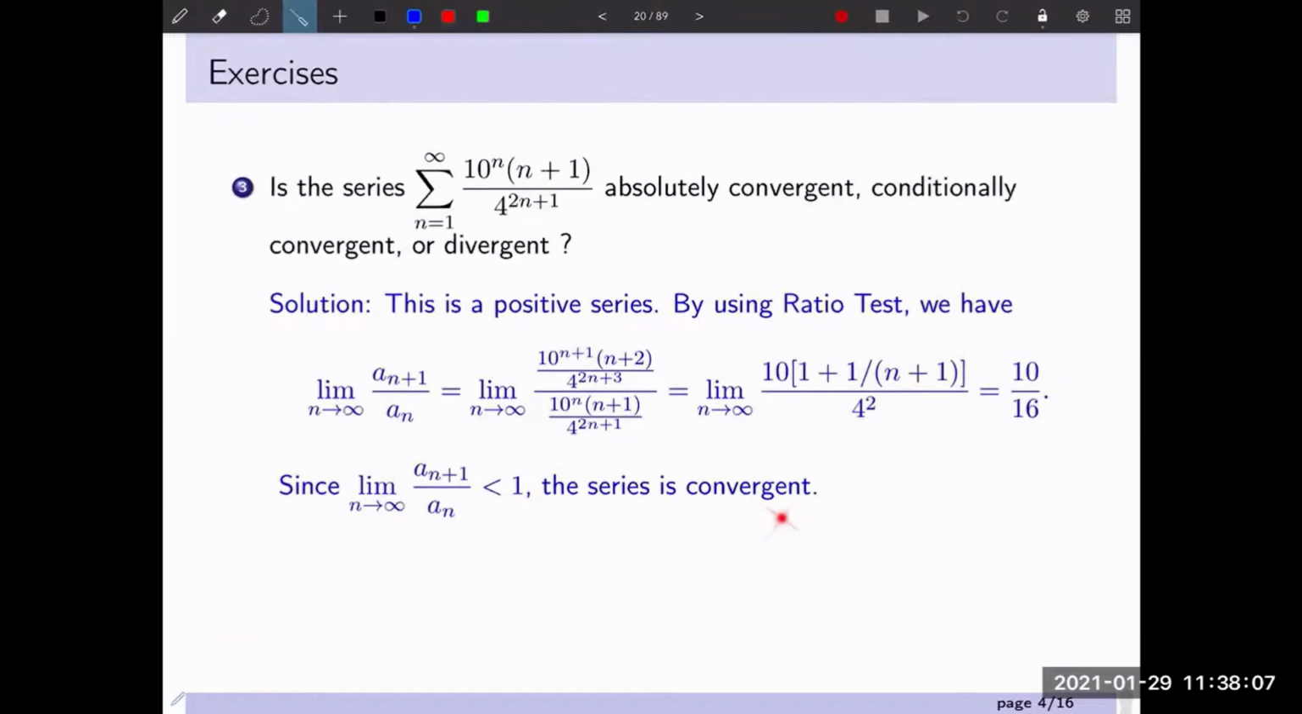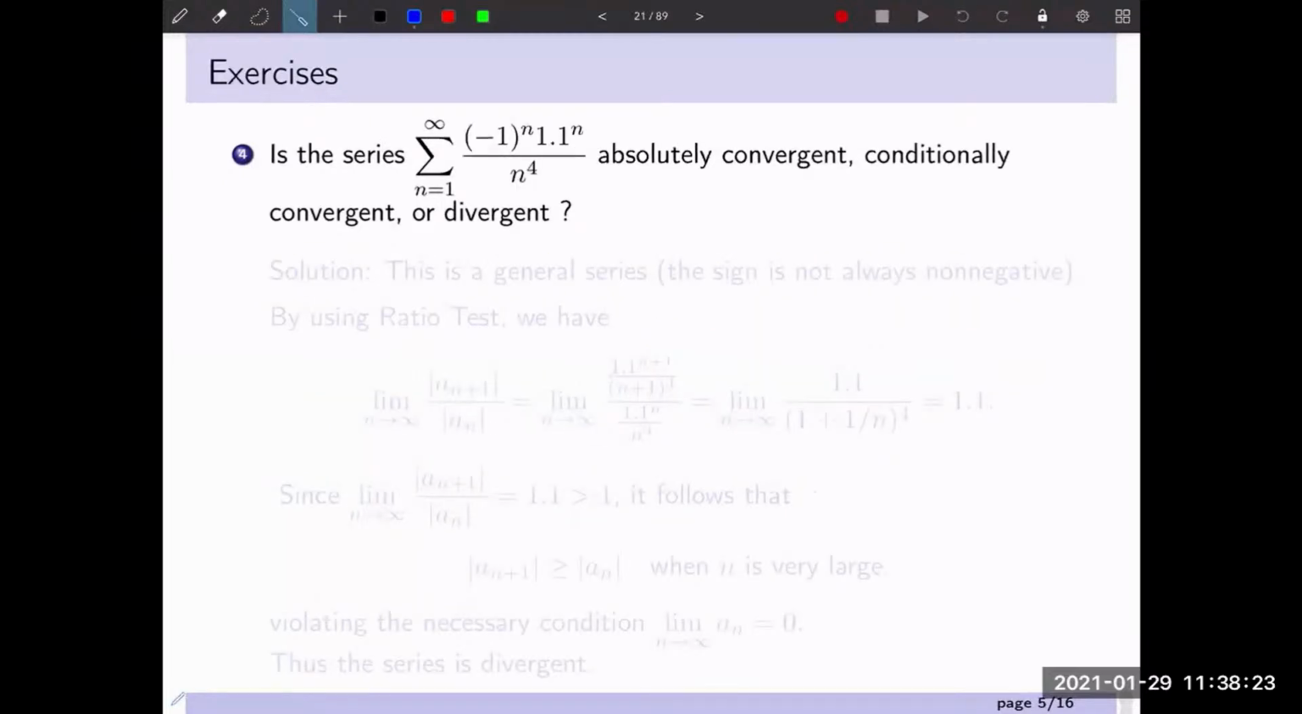I hope that you have considered this question by yourself. Now, please consider this question by yourself. I'll give you 1 or 2 minutes. You consider this first by yourself. Don't look at the answer. Just try to find out whether you can find the correct answer by yourself. Is this series convergent or not? You consider this by yourself.